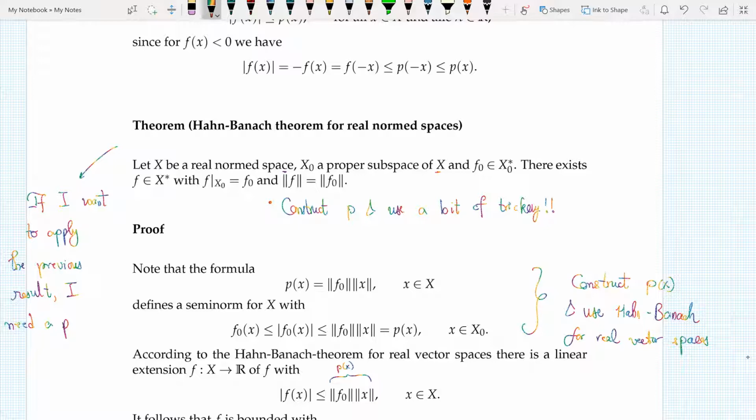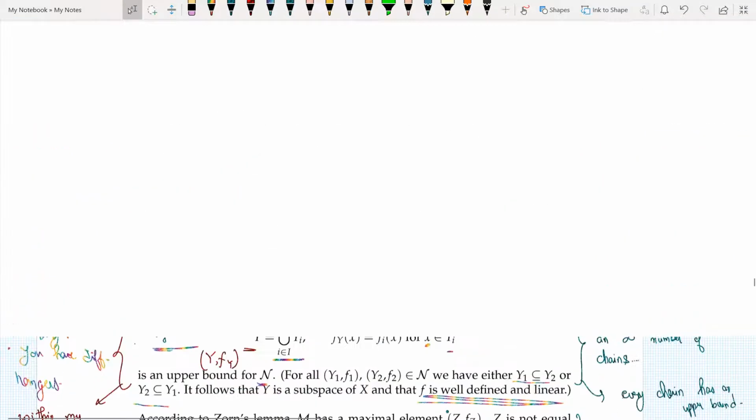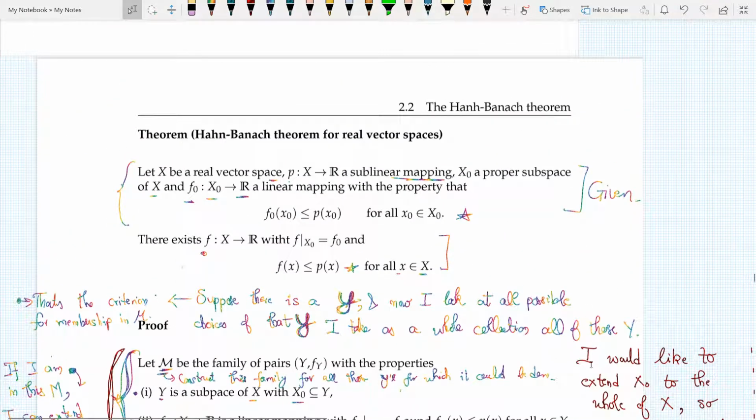Now before I proceed with the proof, I would give you a general idea of what's gonna happen. I'm gonna use my previous theorem, the Hahn-Banach theorem for real vector spaces. So let's look at the statement.